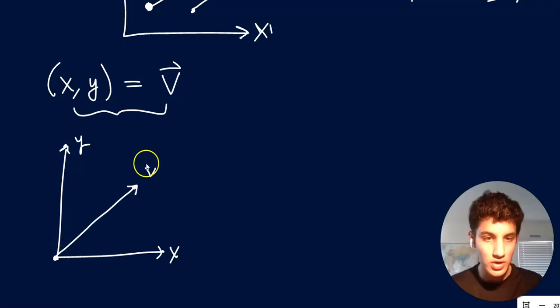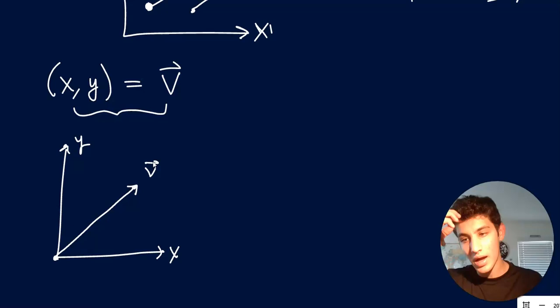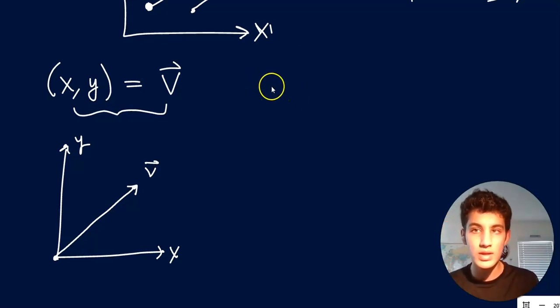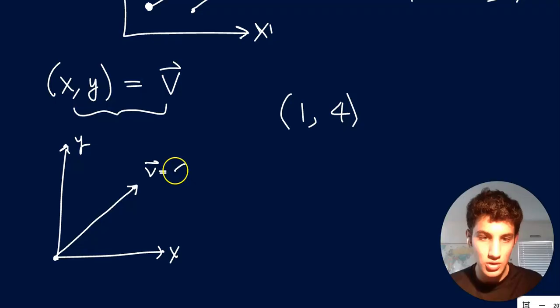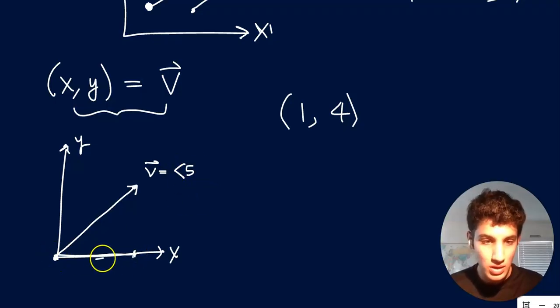So this is our vector v. Now what if we had another vector? It's got an initial point of 1 comma 4, and you would write it like this. It's got 5 units in the x direction, and it's up 6 units in the y direction.